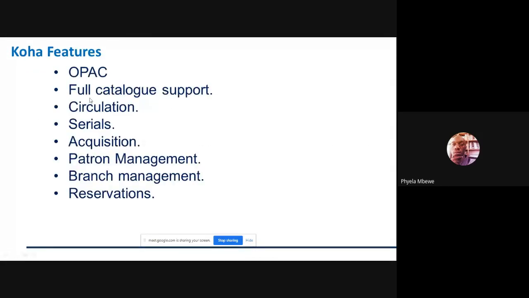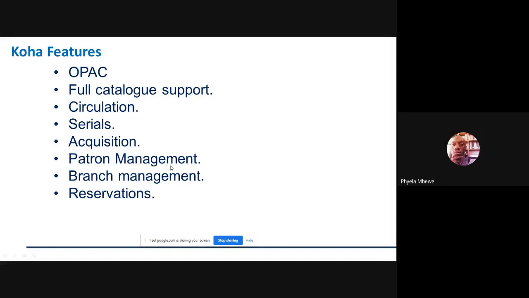Again, some of the features that Koha has, we will look more into when we start the practical demonstration. You have here open access, cataloging, and then the full catalog support, circulation, and serials, which is serial management, then acquisitions. Acquisitions is where your system tracks, or rather manages, when you have received books from a supplier, things of that sort.